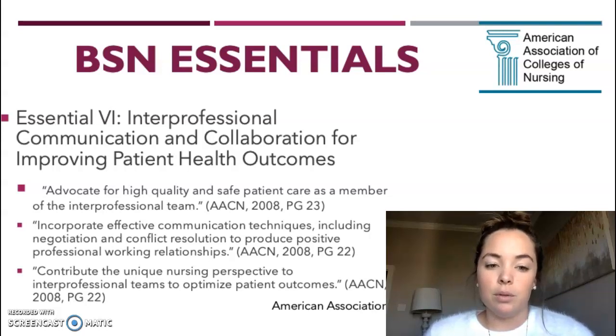Some of their goals include advocating for high quality and safe patient care as a member of the interprofessional team, incorporating effective communication techniques, including negotiation and conflict resolution, to produce positive professional working relationships, and contributing the unique nursing perspective to interprofessional teams to optimize patient outcomes.